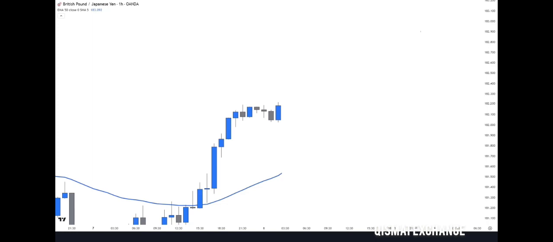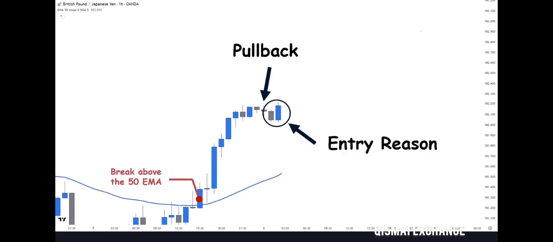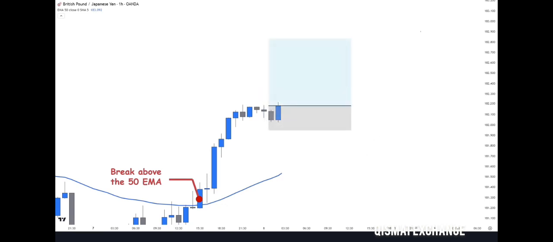We have a bullish market on the pound-yen 1-hour chart. Price is trading above the 50 EMA, and we have the 2 candlestick pullback. So all we have to do is wait for the market to print our candlestick entry patterns to enter a long position. Here, we have a valid entry reason. So we will open a buy position, set our stop below the engulfing pattern, and target 2 times what we have risked.